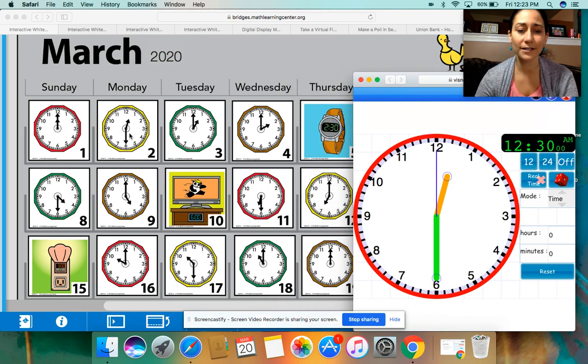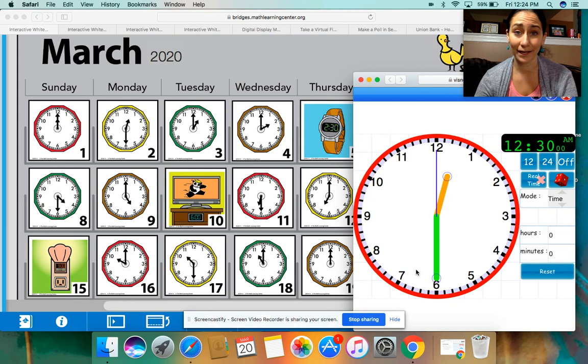So it said 12:30. If we go to the 3rd, that minute hand has moved again all the way up to the 12. So I'm going to move my minute hand all the way up to the 12 to see how much time goes by this time. And if you notice too, that hour hand was between the 12 and the 1. Now it's pointing directly at the 1.